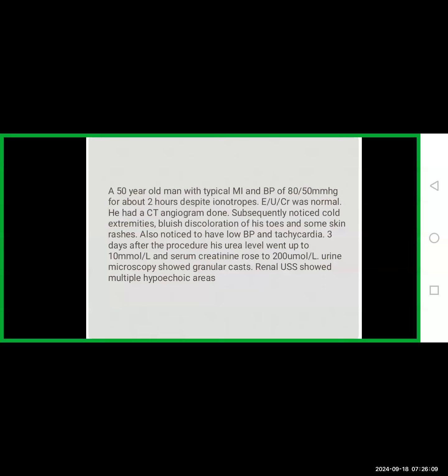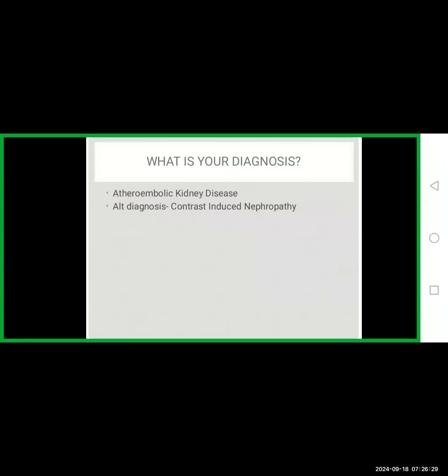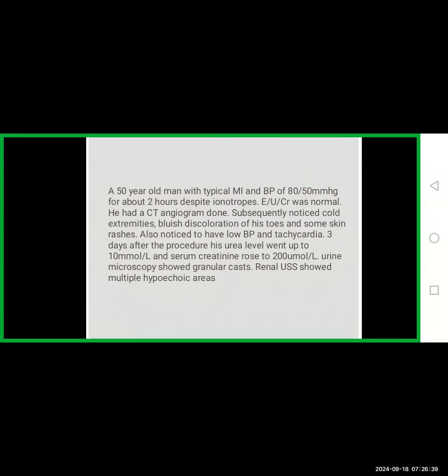3 days after the procedure, his urea level went up to 10 millimole per liter and creatinine rose to 200 micromole per liter. Urine microscopy showed granular casts, and renal ultrasound scan showed multiple hypoechoic areas. I have a disclaimer here. I am not sure if this question is properly recalled, because it fits two important diagnoses. However, I took one, and I will welcome the contribution of my respected teachers and contestants.